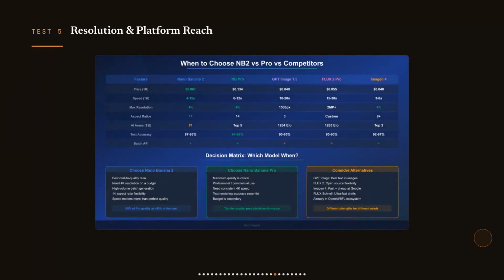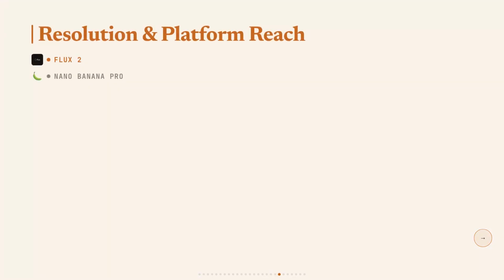Test 5 is resolution and platform reach, and it's the last chance for either tool to change the math before the scoreboard closes. FLUX 2 tops out at 4 megapixels, while Nano Banana Pro reaches true 4K, 4096 by 4096 pixels. That ceiling matters the moment you land a print job or any large format deliverable.